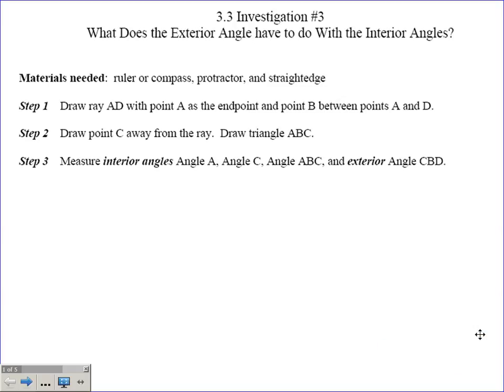All right, today, guys, we are looking at the exterior angle theorem. Basically trying to answer the question, what does the exterior angle have to do with the interior angles? So as we go through this, we're going to draw this picture. It says to draw ray AD, which looks like this. We'll put D right here. Here's A. It says B somewhere in between, so we'll put B right here.